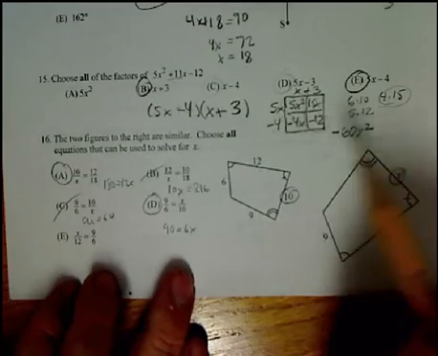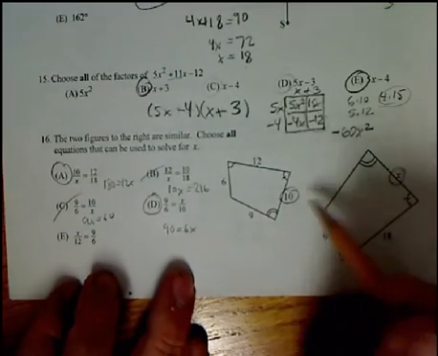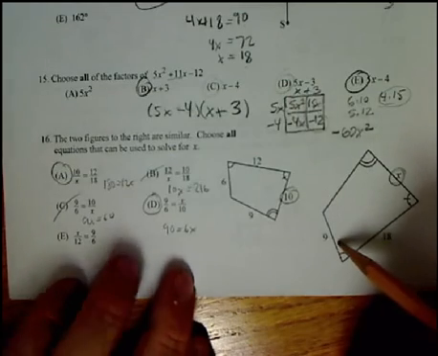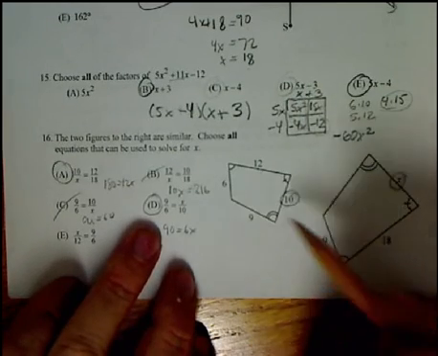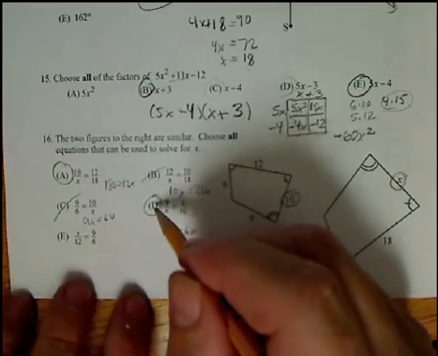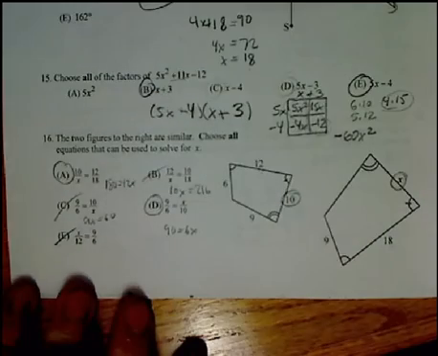Next one. I started with x over 10. Okay, those ones matched up. So I got to start with the big one to the small one. X is to 10 as 9 is to 6. Okay, look at the angles and the way they're marked. Those ones matched. Now the last one, x does not match with 12. I can cross him off. Okay, last few.